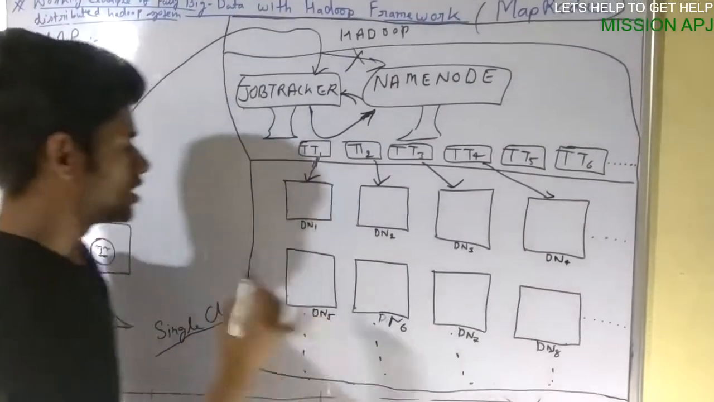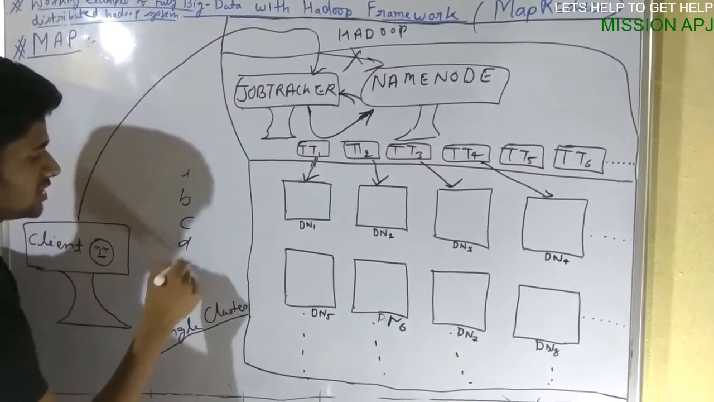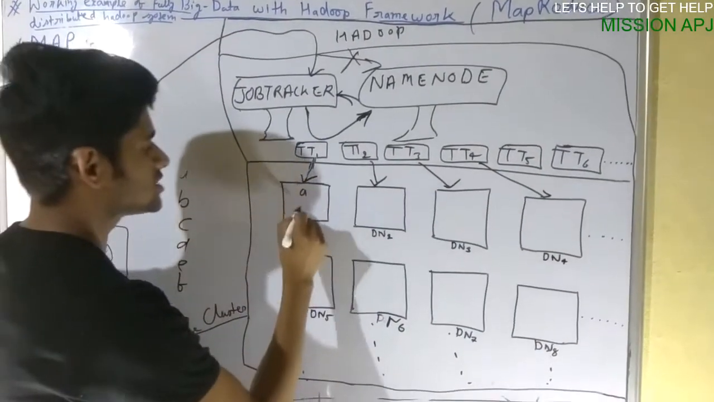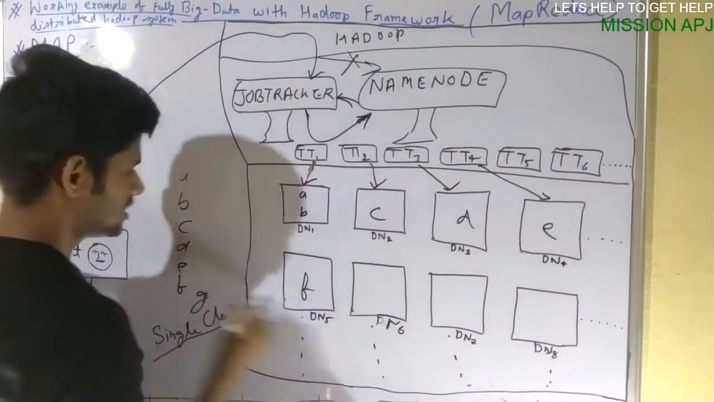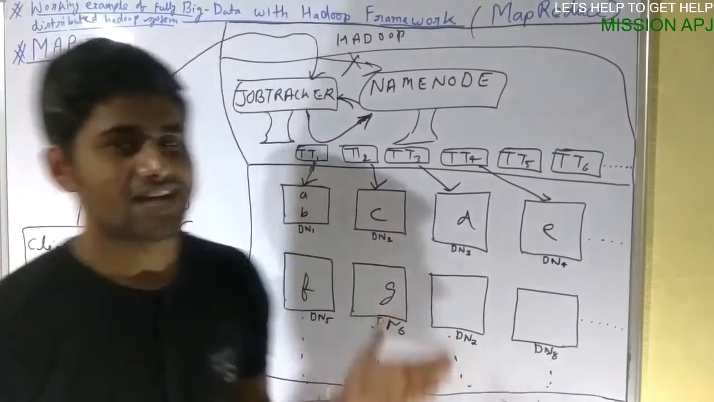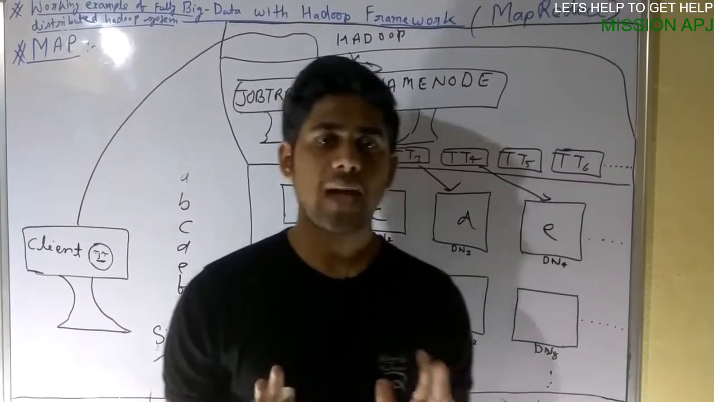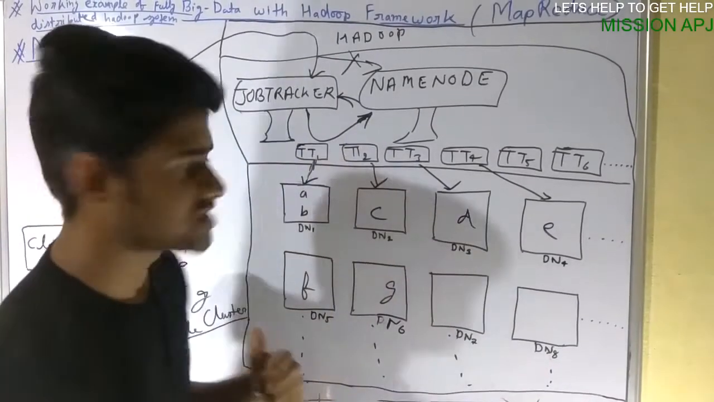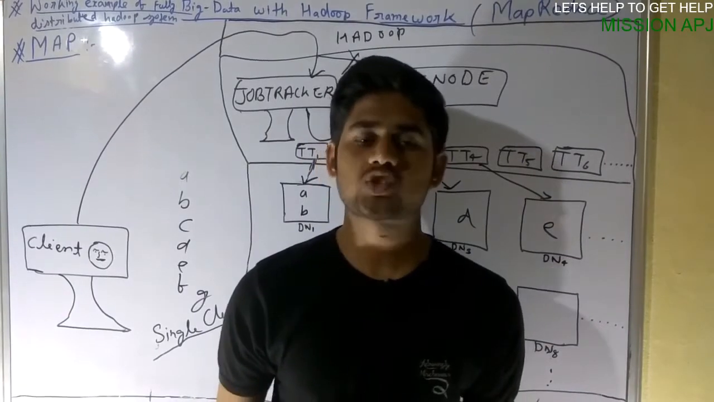Now suppose different data like A, B, C, D, E, F are files stored in this file system. Suppose in this data node A and B are stored, and C, D, E, F and G in others. These are all the data on which we need to work. Now the task tracker's job is to initiate the mapper algorithm. That mapper algorithm is initiated by any task tracker. One task tracker initiates one mapper algorithm, but actually that is not the case.